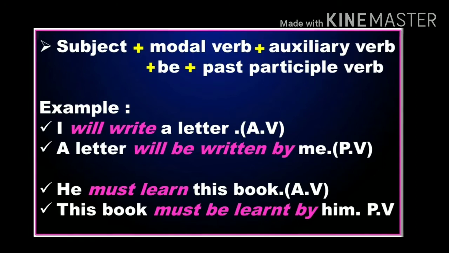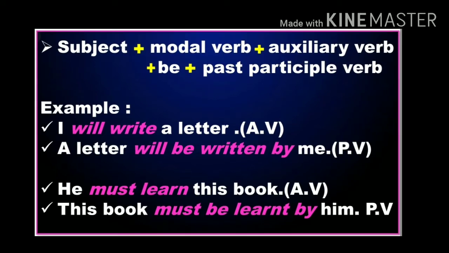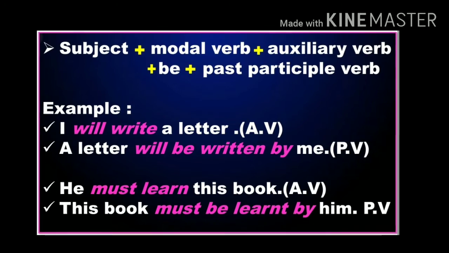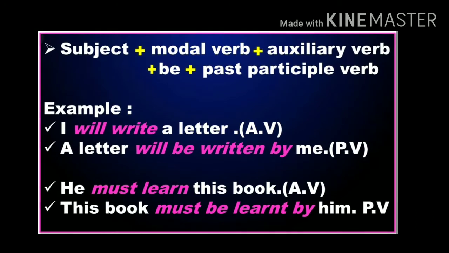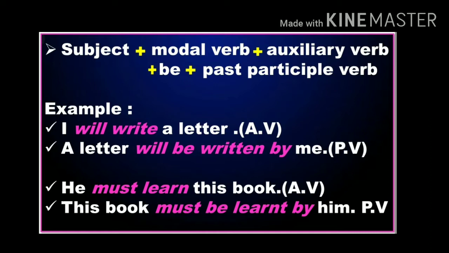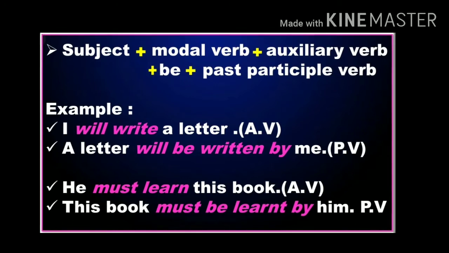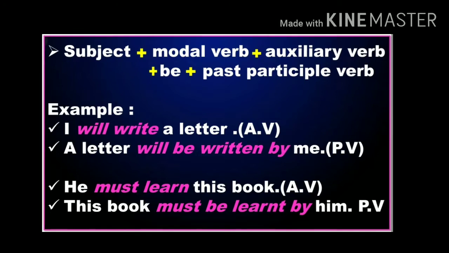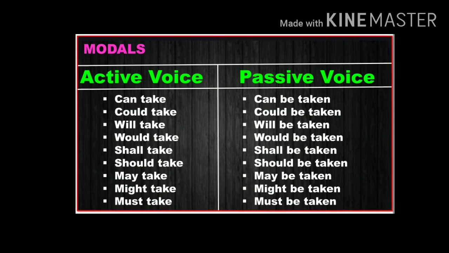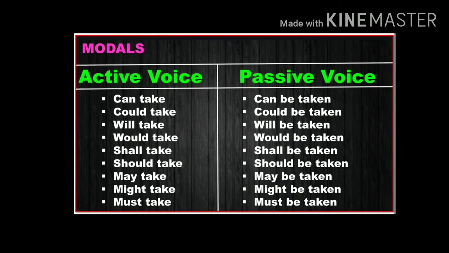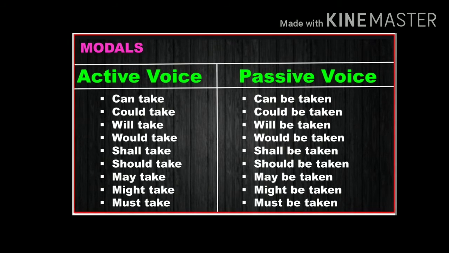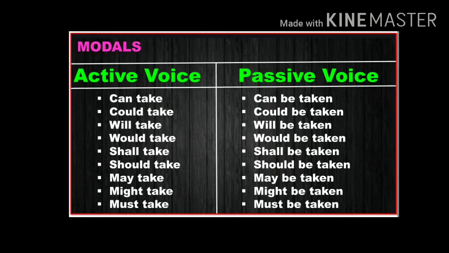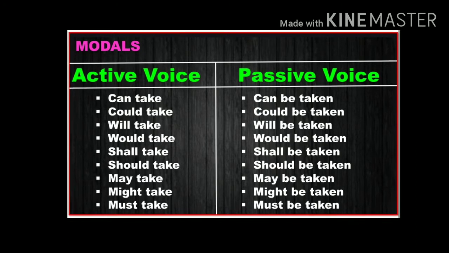He must learn this book. This sentence is in the active voice. Look at the second sentence. This book must be learnt by him. So this sentence is in the passive voice. Clear? Okay. Look at the tabular column. This is how the modal auxiliary verbs will occur in the active and in the passive voice. Let's see one by one.